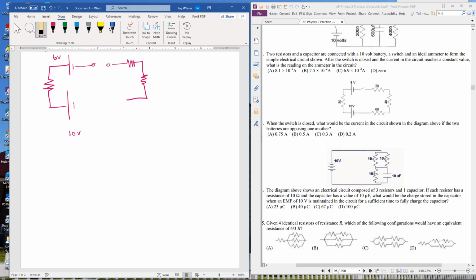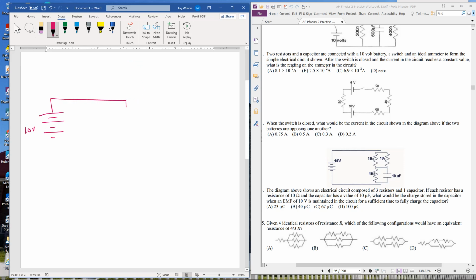Oh, wait, I can't do this one. Sorry, that one doesn't have a capacitor in it. That's what you do with different batteries. Let's do the one that's got the 10 volts. So it looks like this. AP sometimes draws your batteries in kind of interesting ways. It looks like a stack of batteries instead of just one.